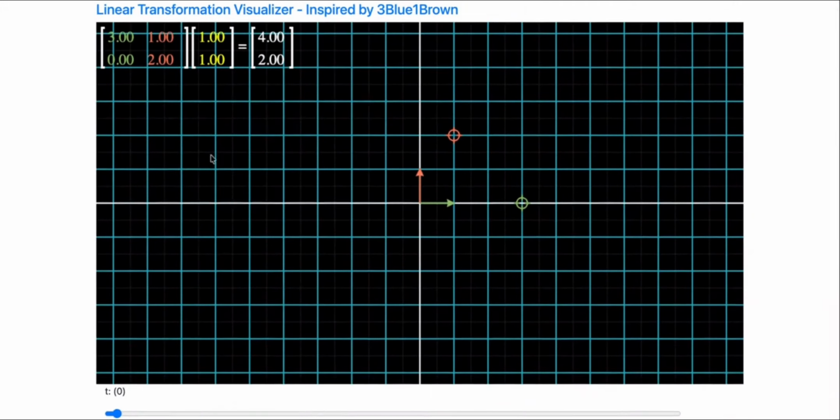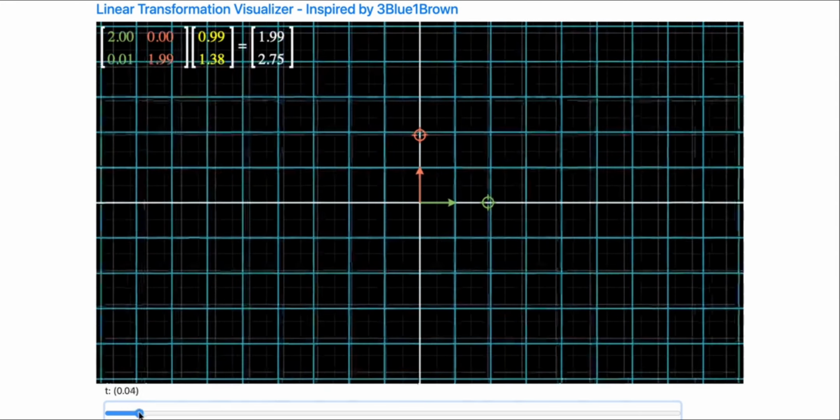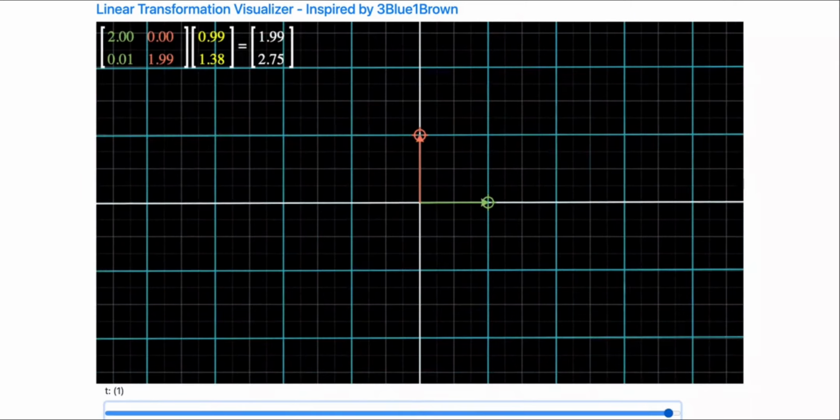So I'm going to share this tab, and I'm just going to let you watch what's going to happen. Let me see if I'm able to do this. Okay, so imagine if I have a matrix like this, very similar to the one we have. This is close enough, okay? But notice how this is 2, 0, and 0, 2. And so if I visualize this matrix multiplication on the entire plane, notice what happens.